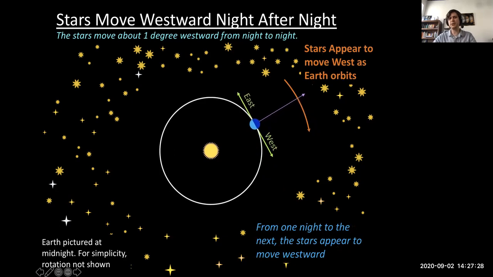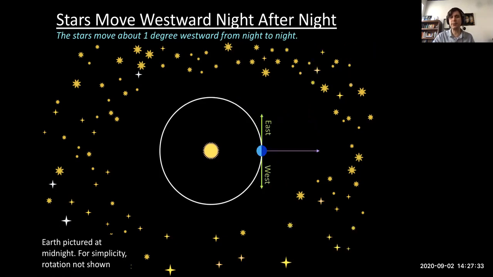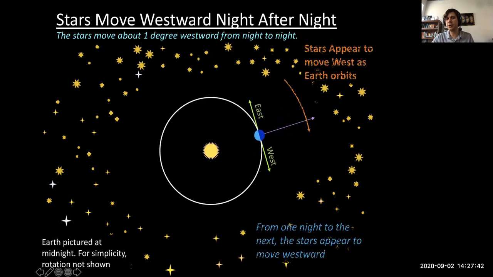So from night to night, the stars appear to move westward. How much are they moving westward? And we covered this in the solar day versus the sidereal day. Night to night, the Earth is orbiting about 1 degree. So every star will appear about 1 degree westward from where it was the previous night, from midnight to midnight, measuring time by solar days. So night after night, from midnight to the next midnight, the stars look like they have shifted in the sky by about 1 degree to the west.